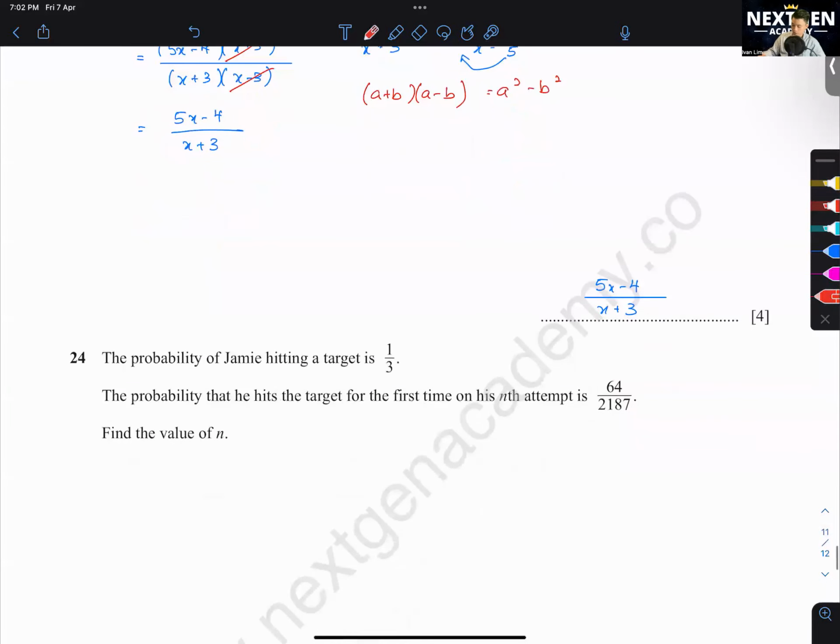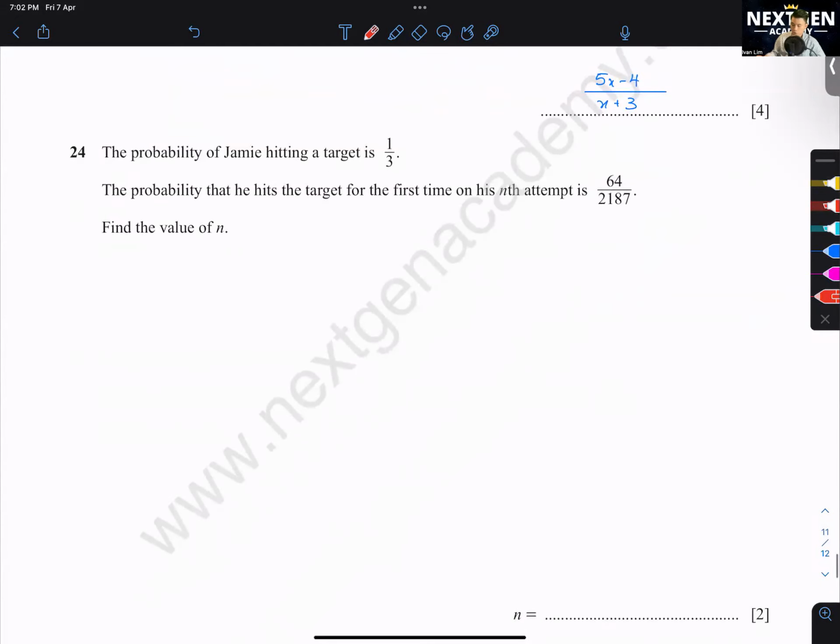Next one, this question 24. A 2-mark question. I gave my school students to do also, and a lot of them just guessed. Somehow very funny, because they want you to do trial and error. The previous paper also had one question with trial and error, something similar to this. So how do I do this question?